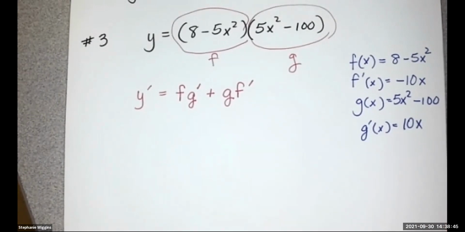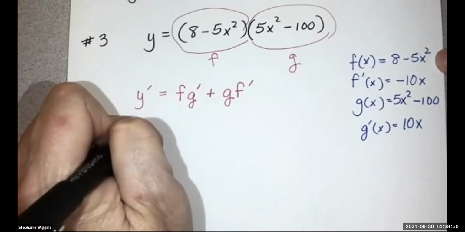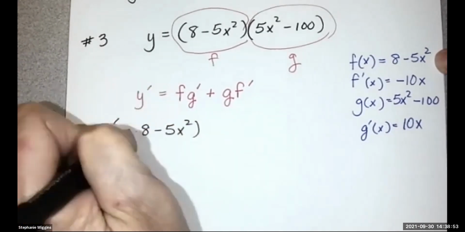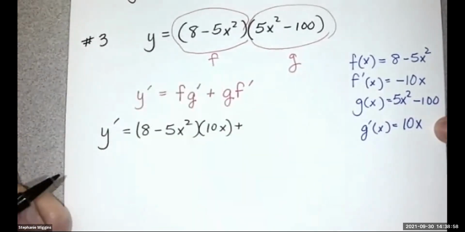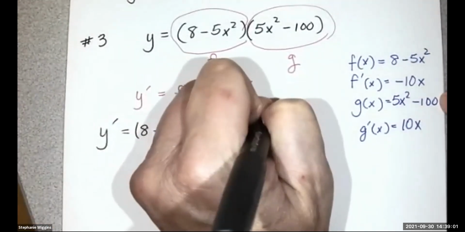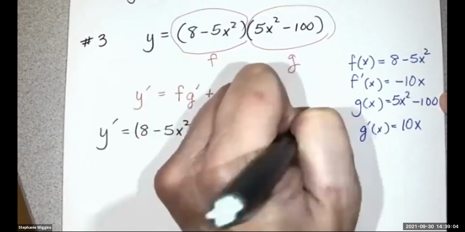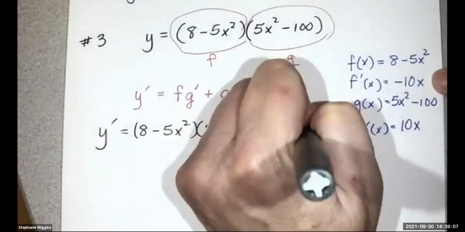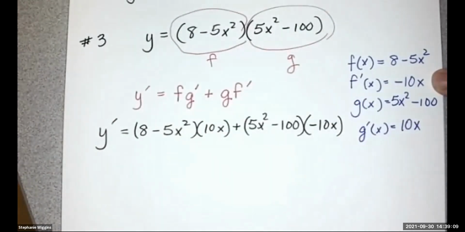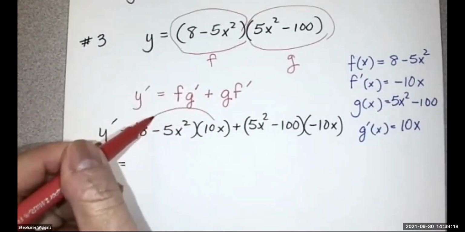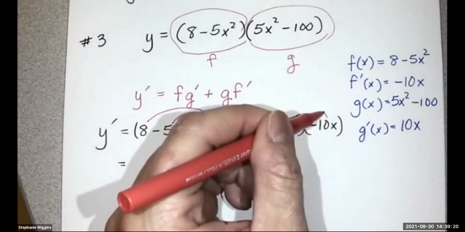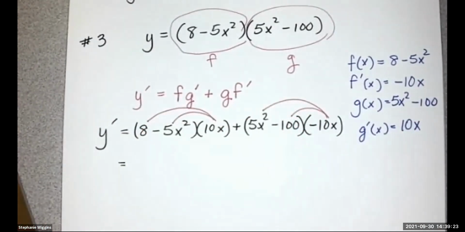So that gives me that y prime is going to be 8 minus 5x squared multiplied by g prime, which is 10x, plus g, which is 5x squared minus 100 multiplied by f prime, which is negative 10x. And if we sort that all out, if we distribute, here we're going to distribute 10x to each term, and here we're going to distribute negative 10x, okay?